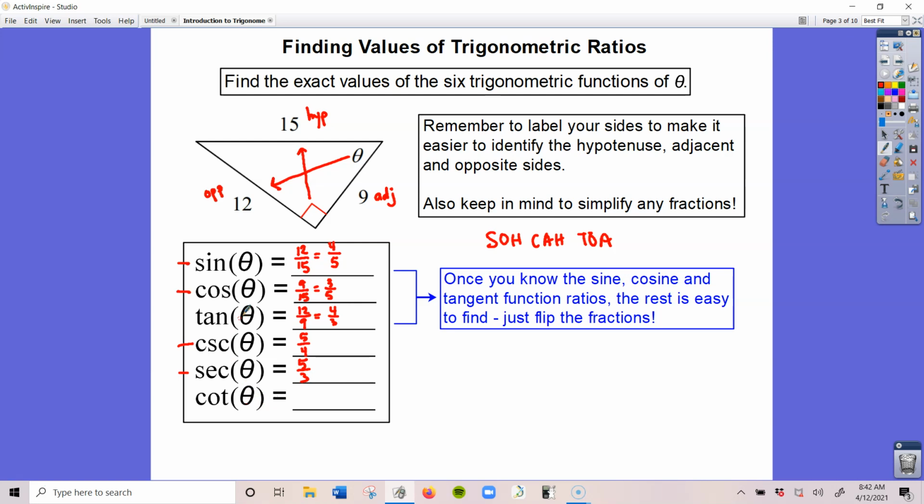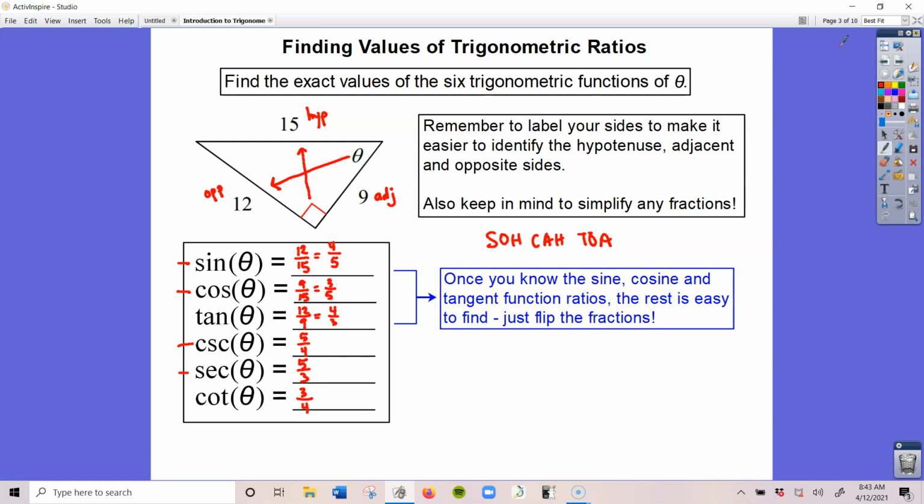Cotangent is the reciprocal of tangent. These are the two that are easiest to remember because they both have tangent in their names. So cotangent would be the reciprocal of 4 over 3, which is 3 over 4. And this would be all 6 of my trigonometric ratios.